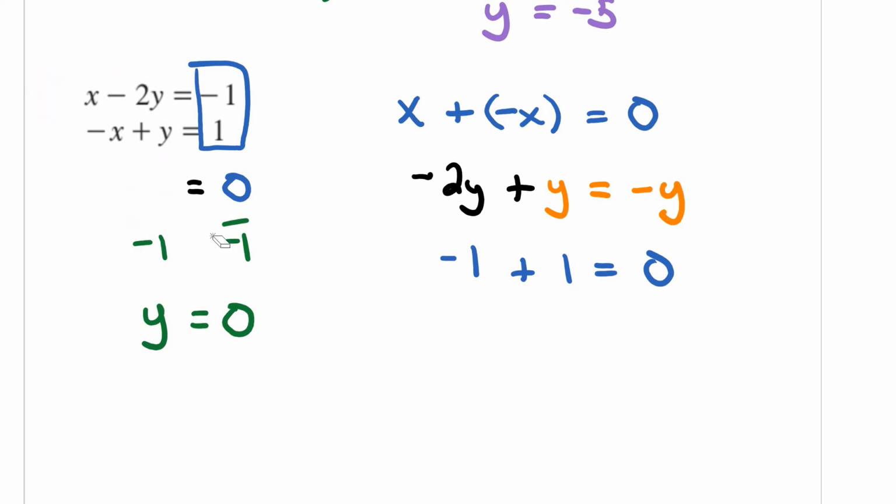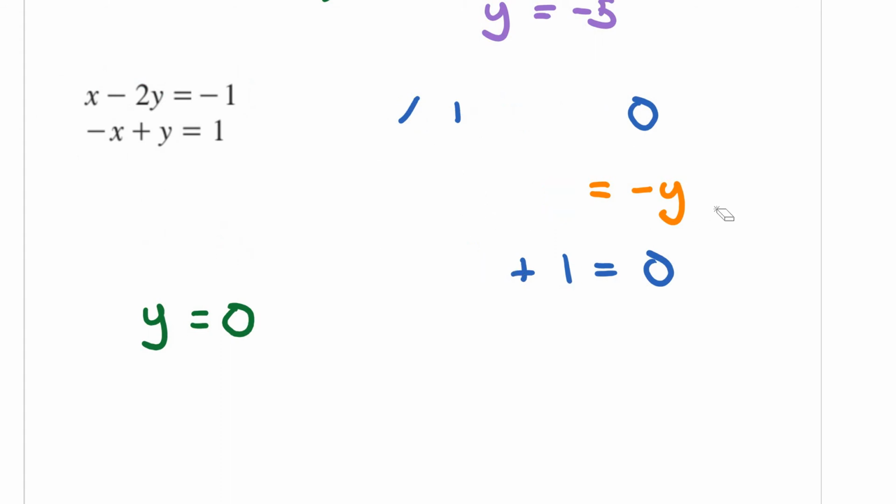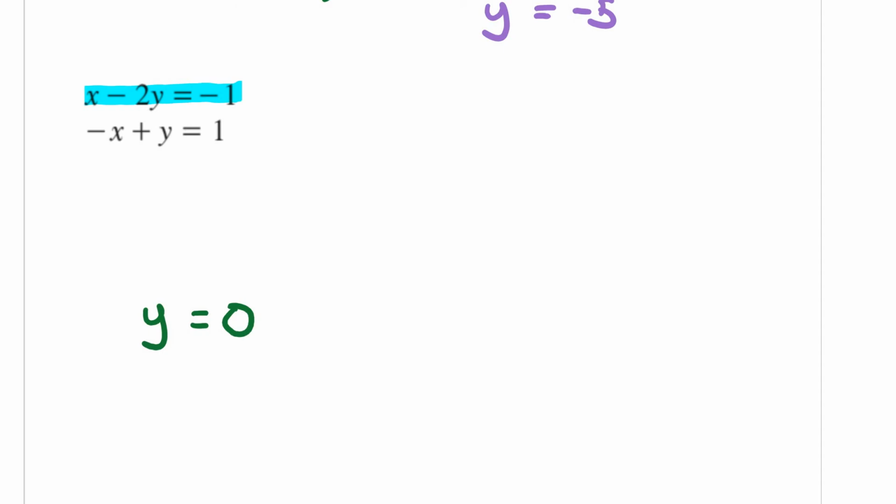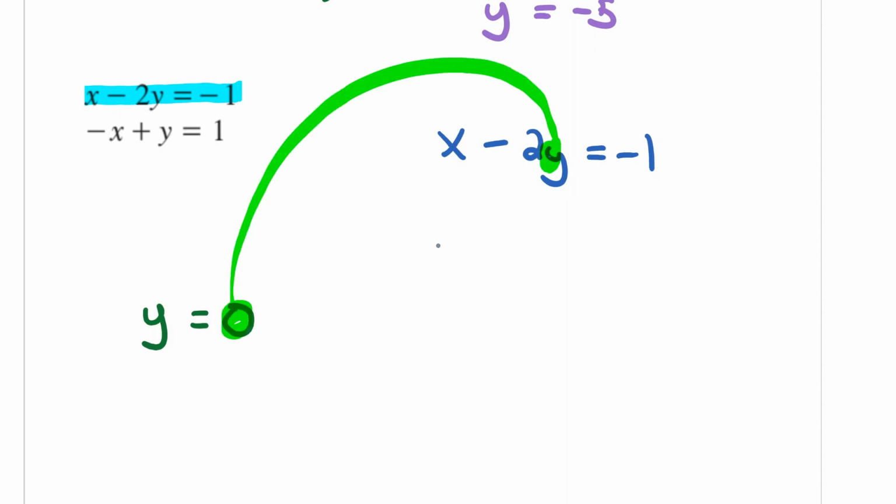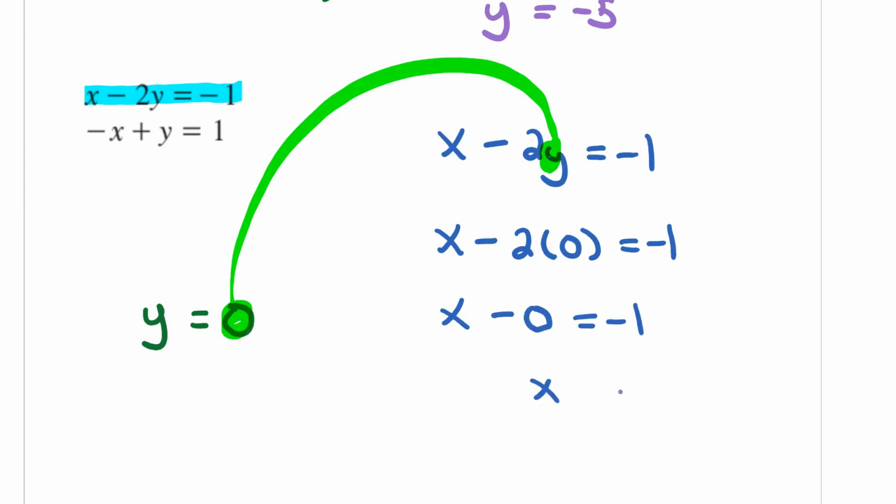All right, if I erase my work here and go back to the original problem, and highlight this first equation, that's x minus 2y equals negative 1. You'll notice that the y variable here has a value of 0, right? So that's going to be x minus 2 times 0 equals negative 1. And 2 times 0 is going to be 0. And that means x equals negative 1.